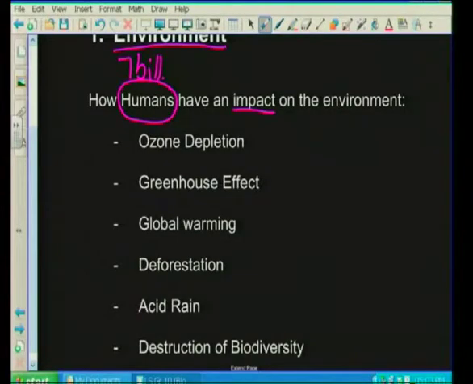We're going to look at the ozone depletion. We're going to look at the greenhouse effect. In other words, how do humans have an impact on the greenhouse, on the Earth? We're going to look at the impact we have on global warming, deforestation, acid rain, and the destruction of our biodiversity. So I'm going to discuss each one of these briefly. So let's move on to the first one, ozone depletion.